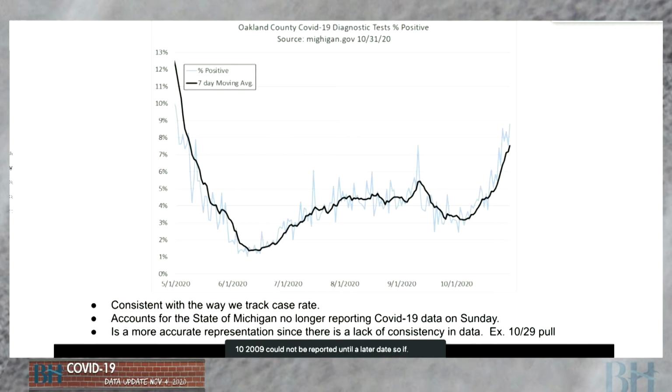So if you look at the two different lines, the blue line is going to be the test positive rate for that day, and you can see how it fluctuates. And then if you look at the 7-day moving average, it gives you a more accurate description of what's going on over that time frame. Next slide, David.